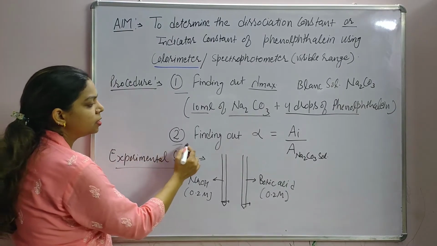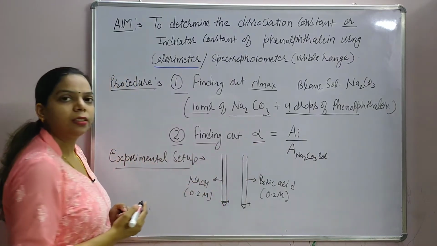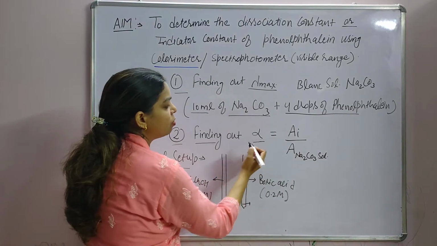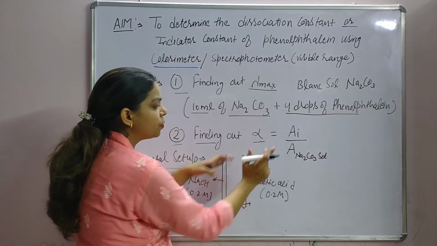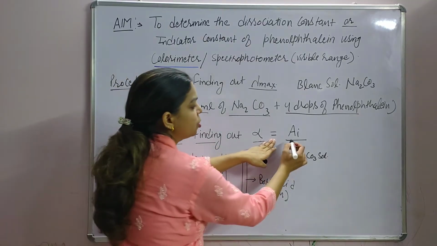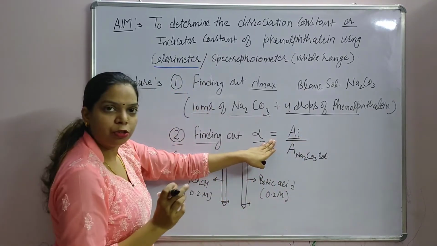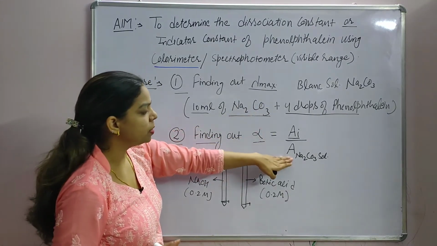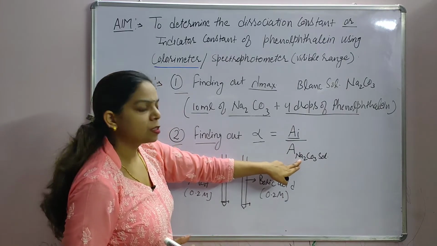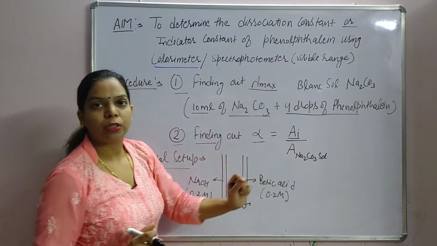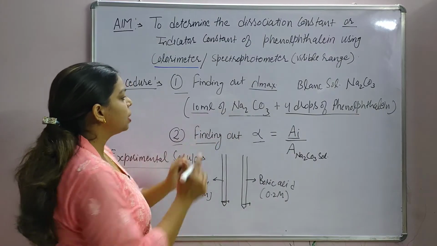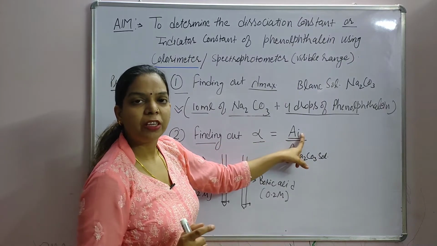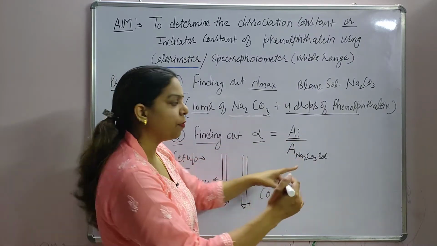And the second step is finding out the dissociation constant in different concentrations of acid and bases. So this dissociation constant will be equal to the absorbance of that particular solution divided by the absorbance of this maximum intense color, the absorbance of phenolphthalein in the presence of saturated sodium carbonate solution. So whatever absorbance is coming out from step 1, we will divide the absorbance of different mixtures with this absorbance and we'll find out alpha.